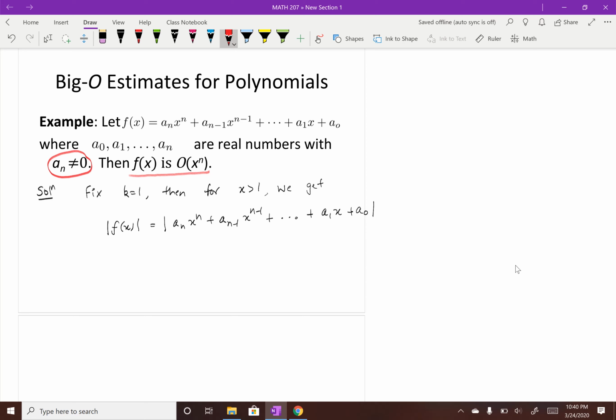And in our first method, we first fix the value of witness k. So let's suppose my witness k is 1. That means I'm working under the case when my x is greater than k, and that means the case x is greater than 1. Then we can have that the absolute value of f of x is the same thing as the absolute value of this expression for the polynomial of degree n.